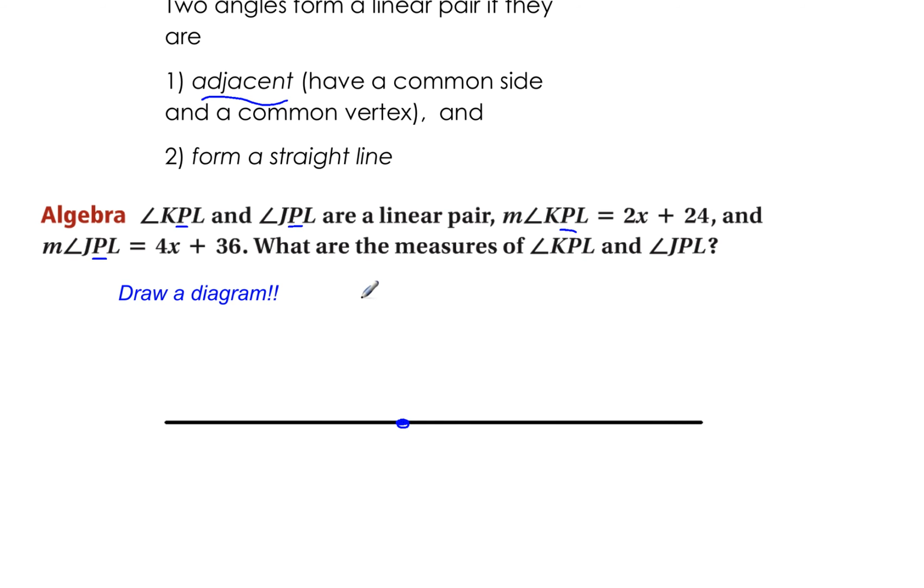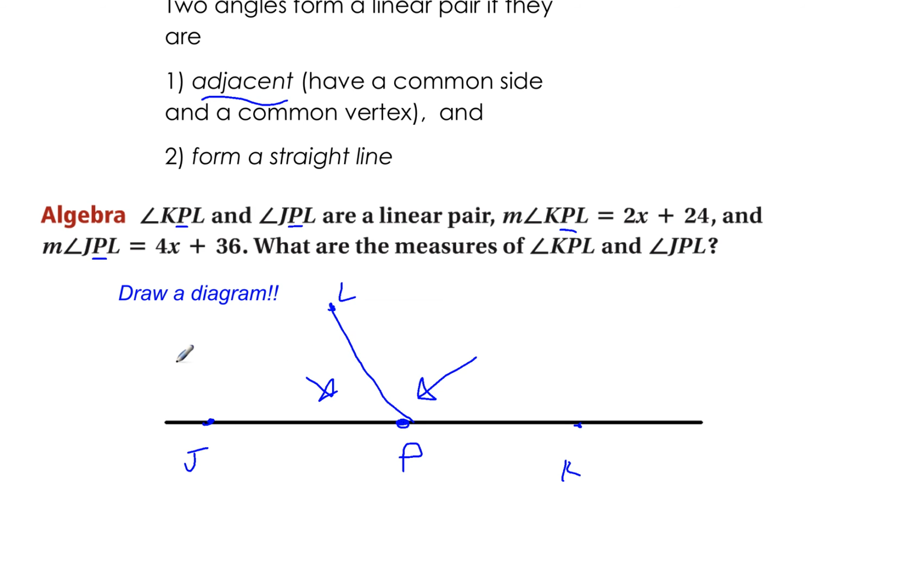L has got to be somewhere up here. It cannot be on the line. It's got to be either above or below the line. I'm going to put it above. And J and K can pretty much go anywhere. If you want, we can put J over here, and we can put K over here. So I'm going to draw the angles. This is a very crude drawing of my angles: JPL, which is this one right over here, and KPL, which is this one right over here.